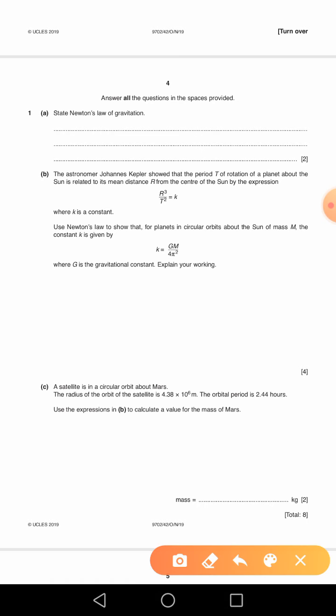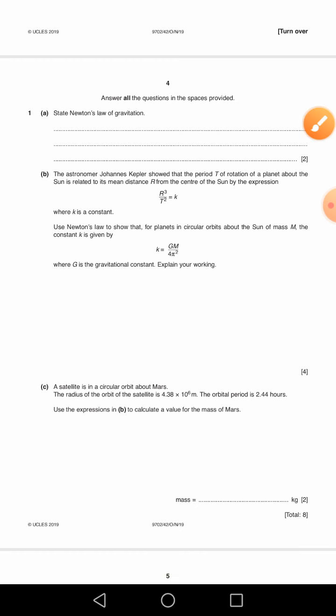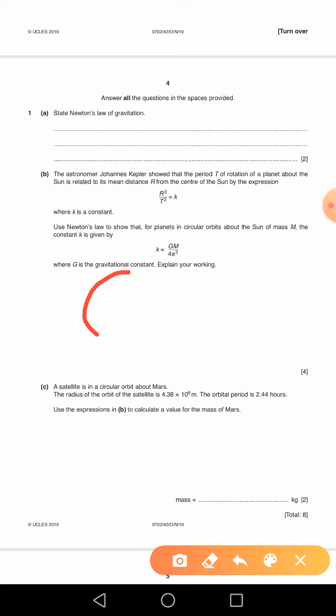Now you already know that the formula for the Newton's law of gravitation is F equals G M m divided by r square. Okay, so M m divided by r square. Now from where, how does the formula make sense?